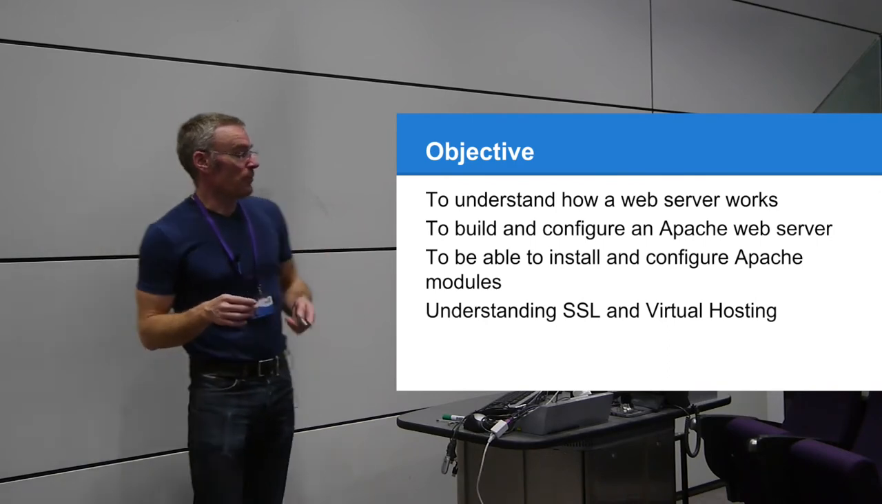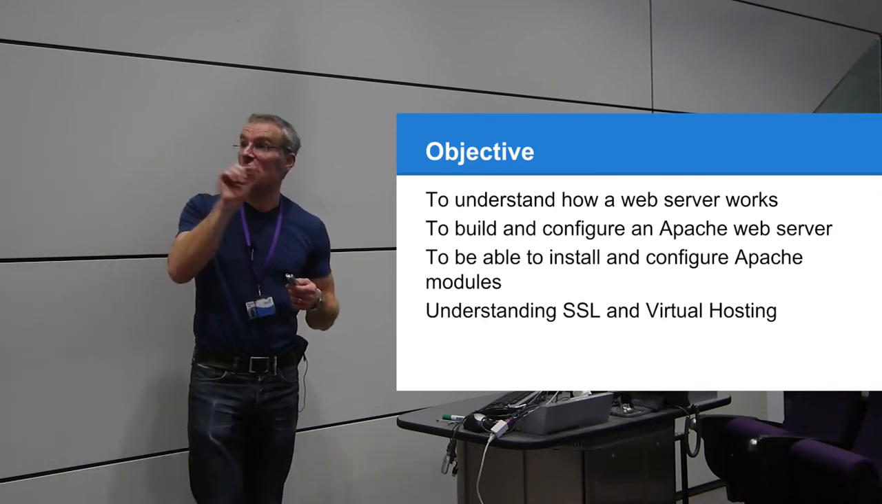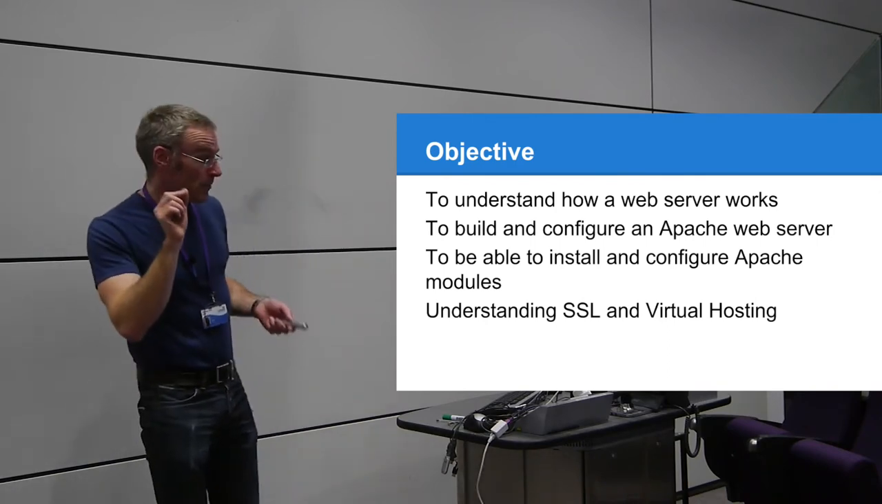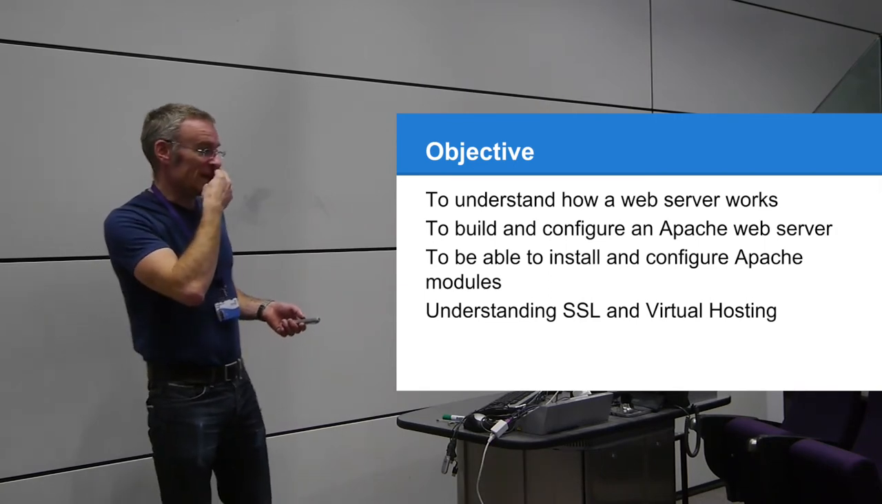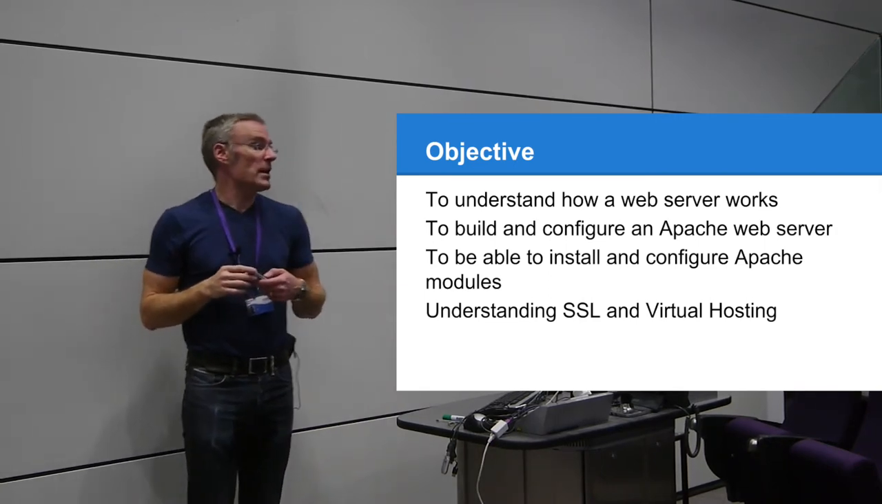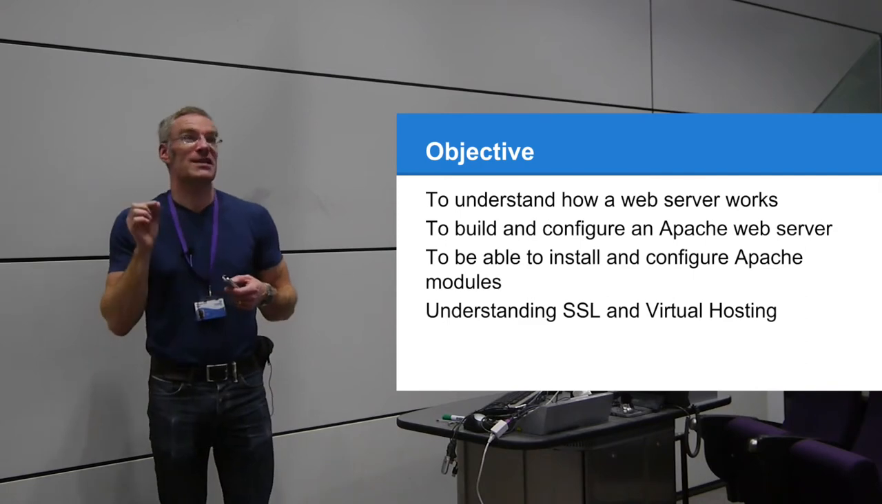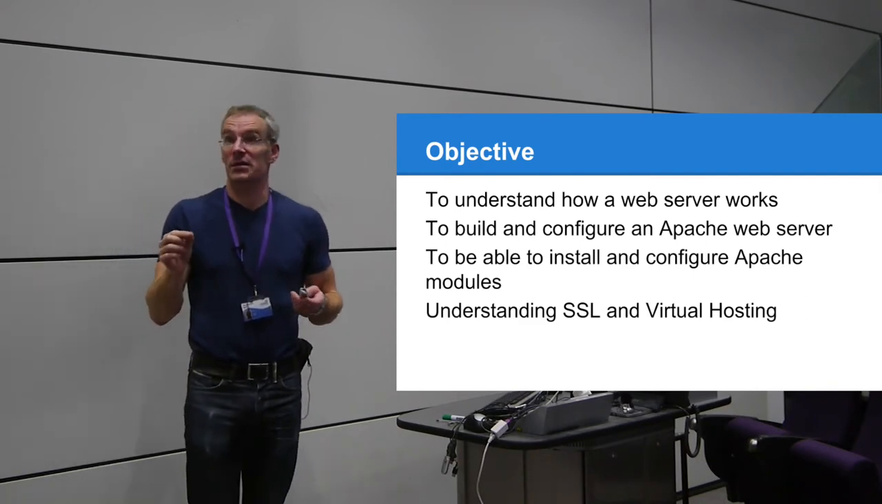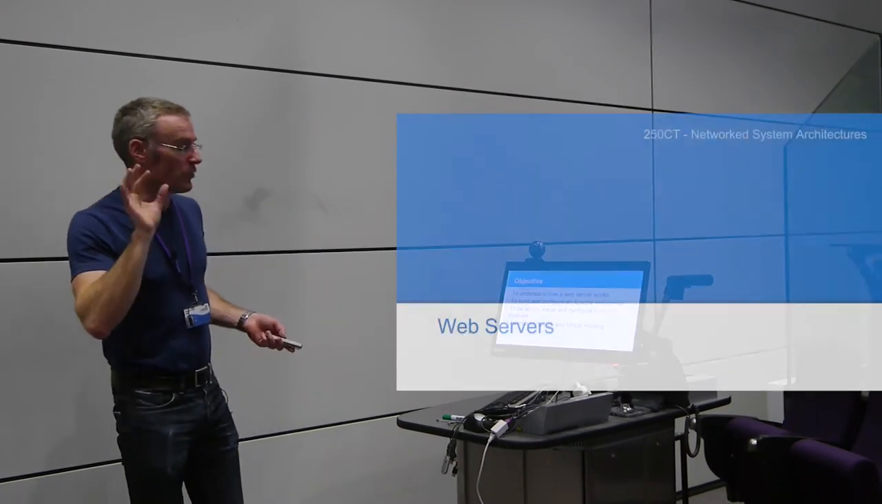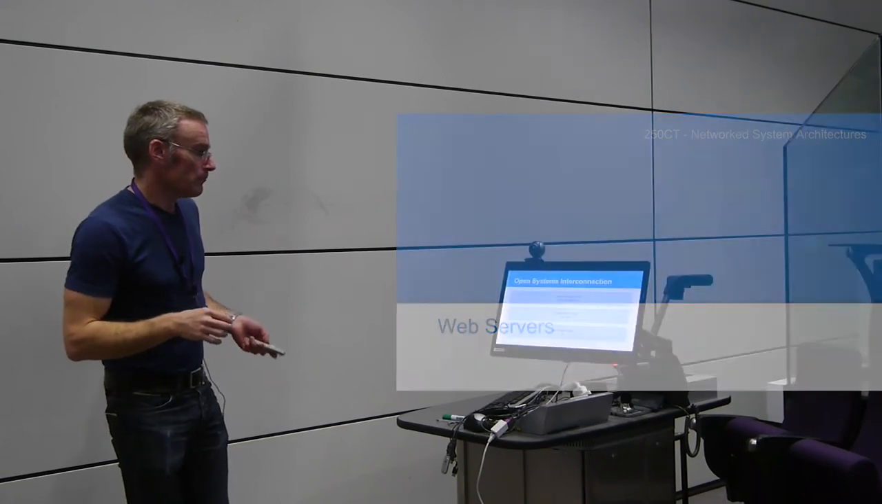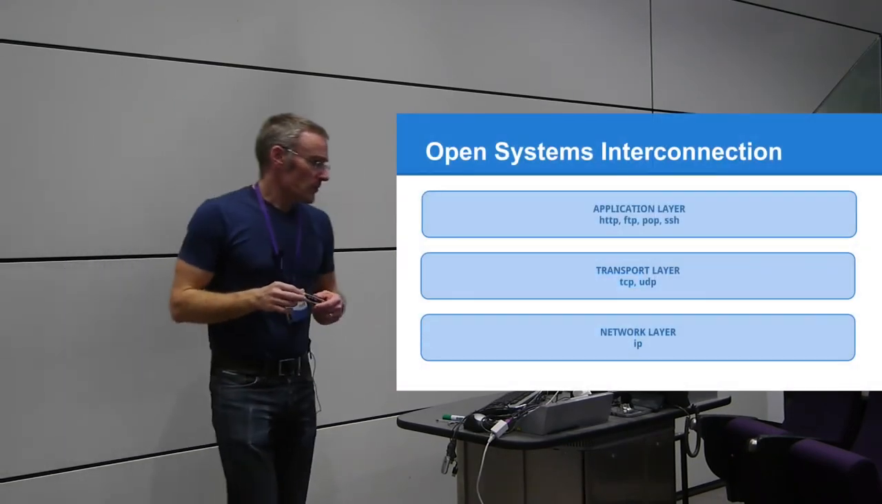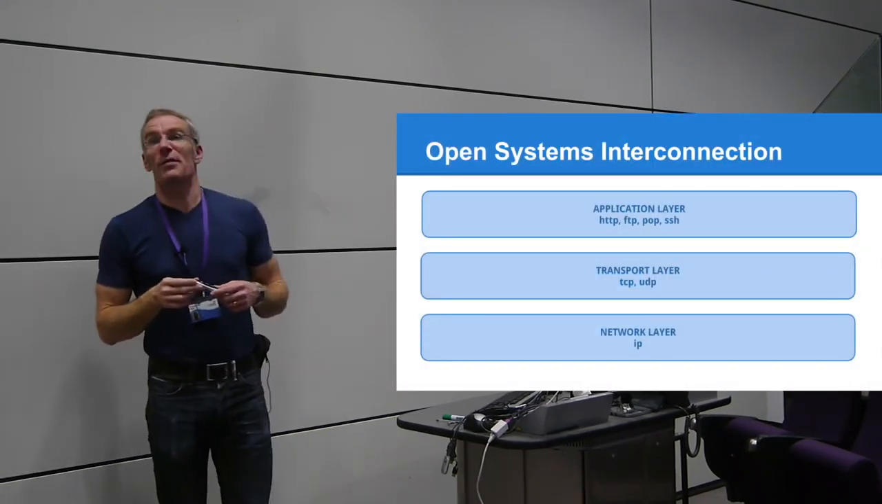We'll install and configure Apache modules, and that will give us our special home folders on the web. And we're going to touch on SSL, secure socket layers, and virtual hosting. And they're going to be your extension tasks for this task. So I'm not going to go into much detail on them because I want you to figure a lot of it out.